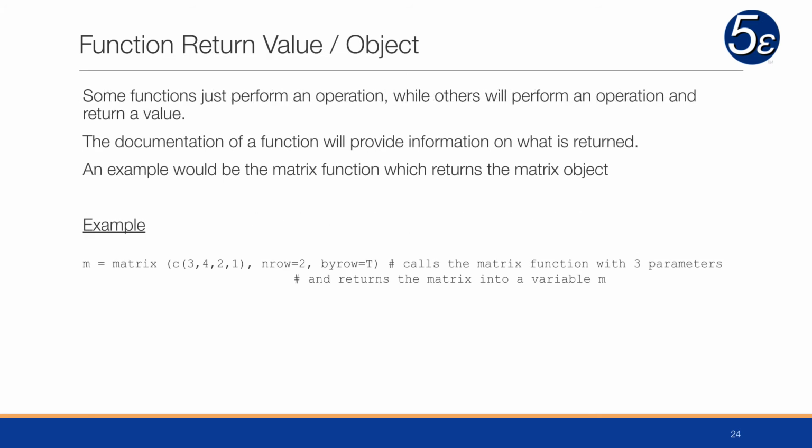Some functions just perform an operation, while others will perform an operation and return a value. The documentation of a particular function will tell you what is actually returned. So you can look at the documentation on the R help, and that's located in the help section at the bottom right of RStudio, or you can find it online as well. So an example of a function that returns an object would be the matrix function. So in this case, we have our matrix function that we showed in the previous slide, and it actually returns an object which will be a matrix object, which we put into M.